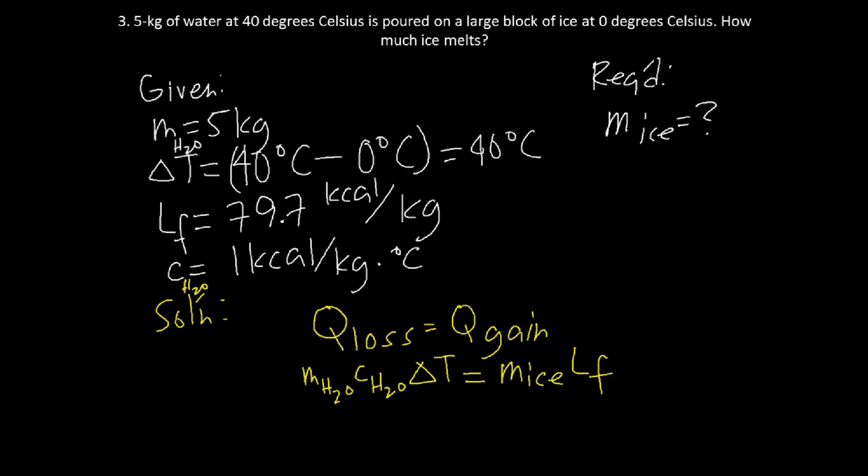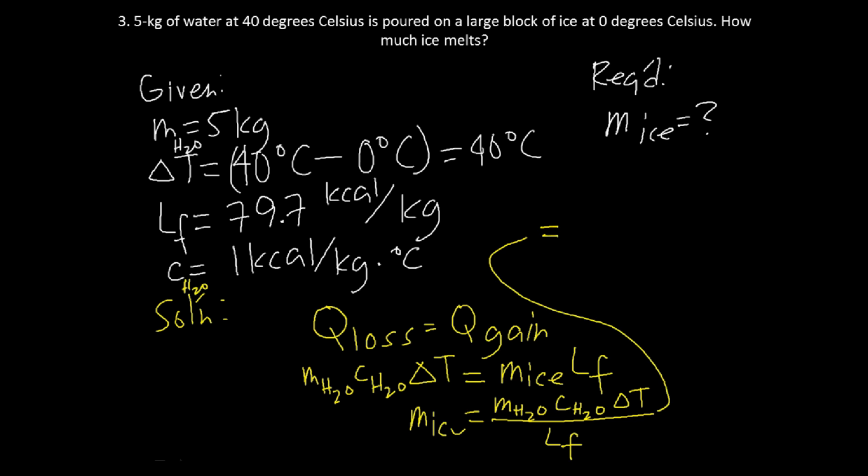And then in here we're just going to substitute the values. So M H2O is equal to 5 kilograms, C H2O is 1, delta T is 40. But I would like to isolate the mass of ice first. So it will be M H2O, C H2O, delta T, and then putting the heat of fusion in the denominator, LF.